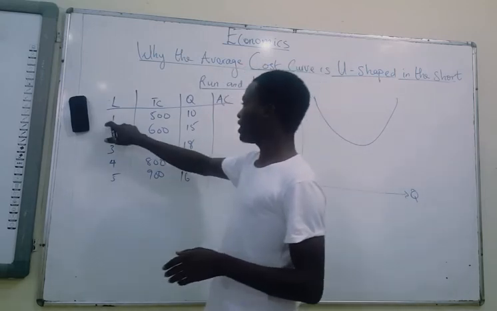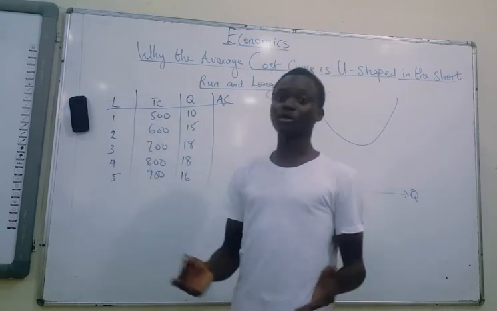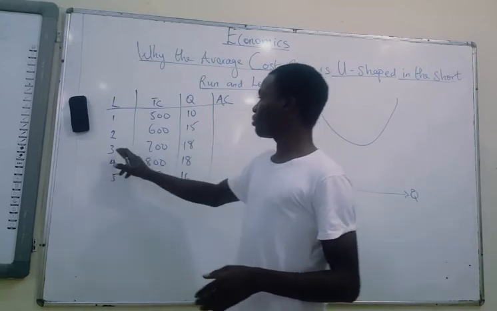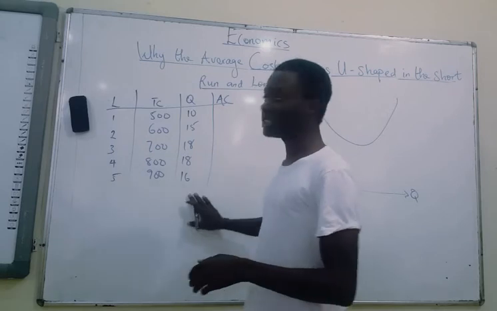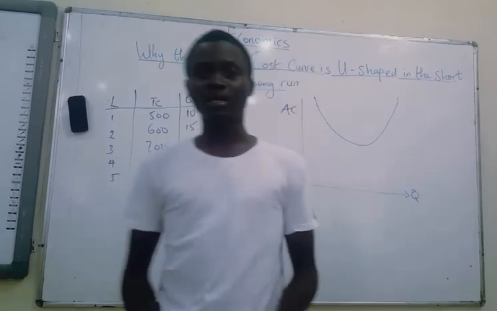When it was 1 laborer, the total output was 10, which is total product, or Q. When we have 2 laborers, it is 15. 3 laborers, we have 18. 4 laborers, we have 18. Then 5 laborers, we have 16. A decline in total product. So why is that the case?